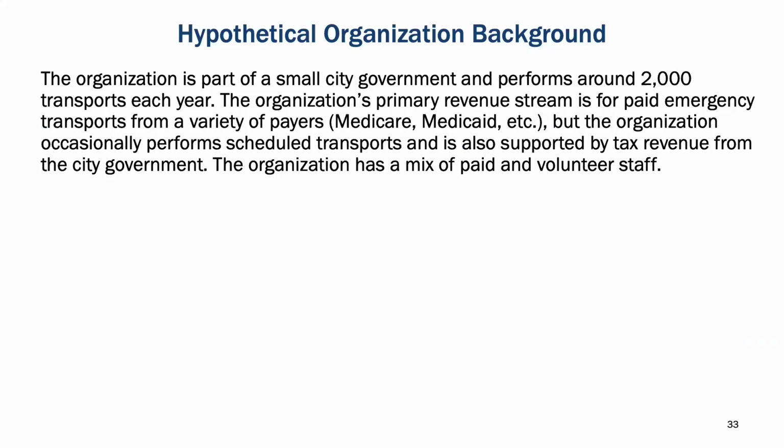Now let's provide some background on this hypothetical organization. It is a government EMS organization with no fire or public safety services. It primarily serves a small city and provides around 2,000 transports each year. The organization provides mostly emergency transports from a variety of payers, and they have a mix of paid and volunteer staff.